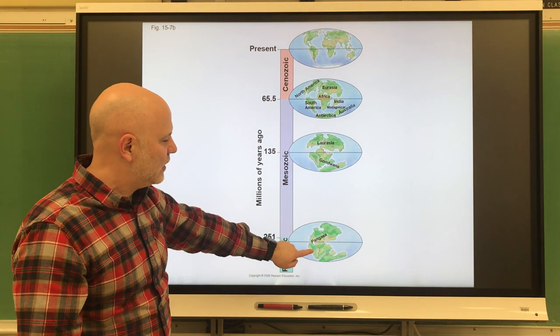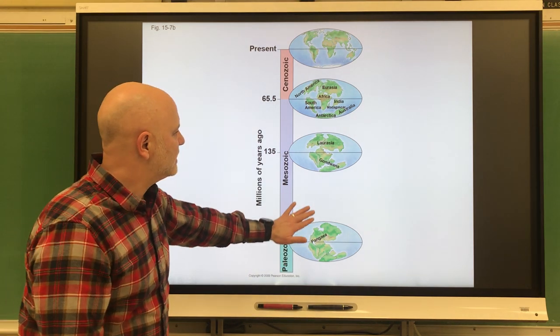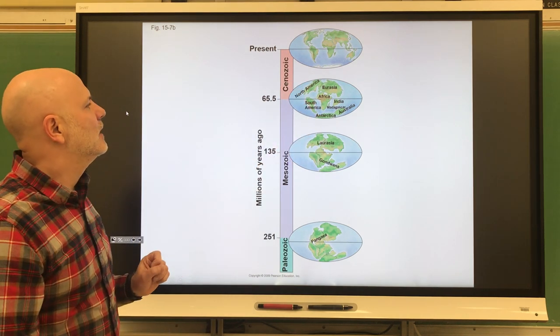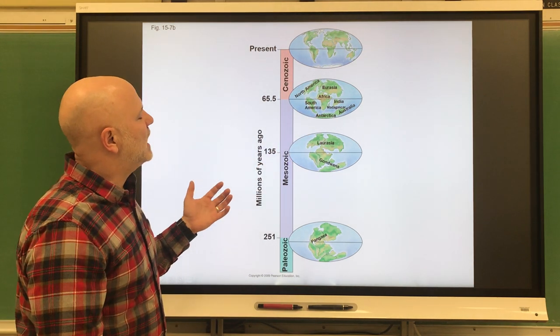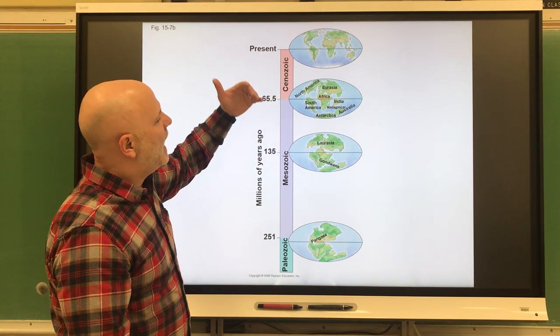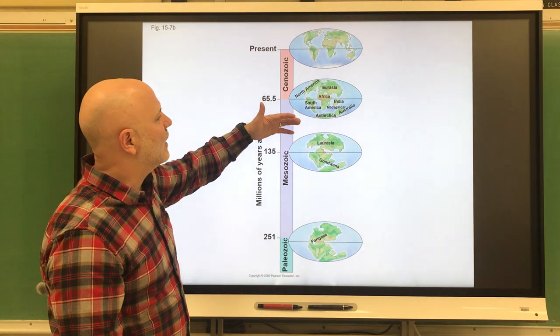Now, if we go back in time, what we can see is that all the continents were together in this large megacontinent known as Pangaea. And over time, these continents have slowly moved apart from each other. And so this allows us to understand how some organisms are in some areas and how they're not in other areas.